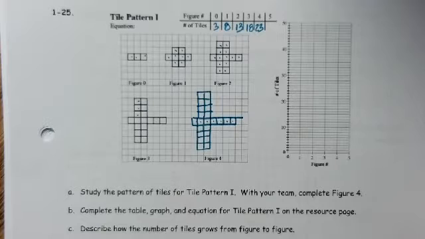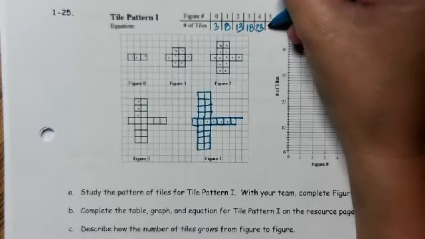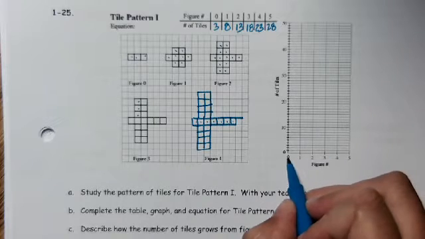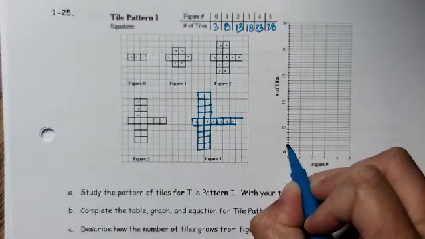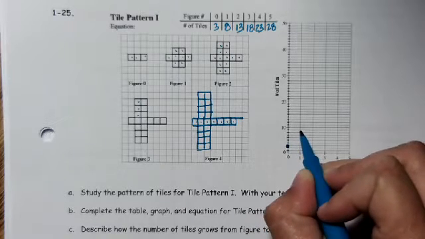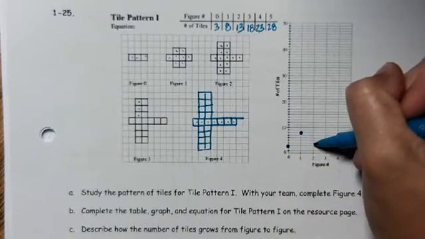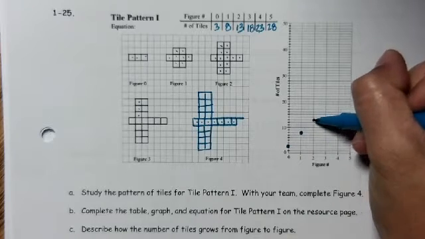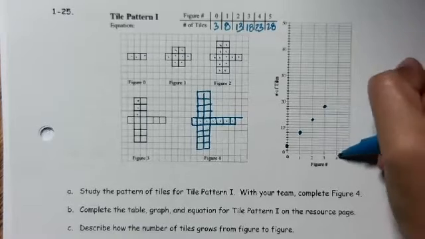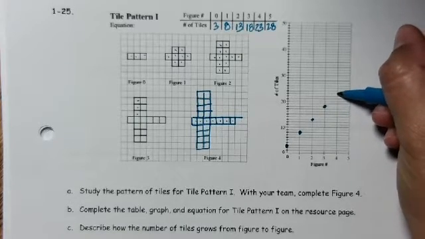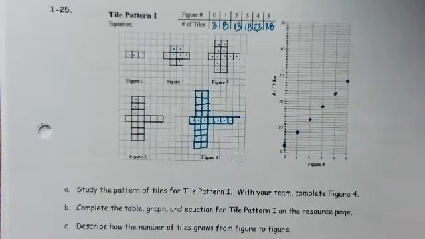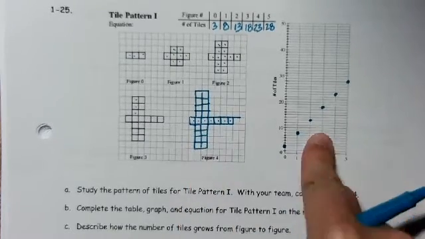Okay. Now we can put in figure 5 is going to have 28 tiles. And then we can graph this. So figure 0 has 3 tiles. Figure 1 has 8 tiles. Figure 2 has 13 tiles. 3 has 18 tiles. 4 has 23. And 5 has 28. Okay. So that's what your figure 4 should look like. Your graph should look like your table.